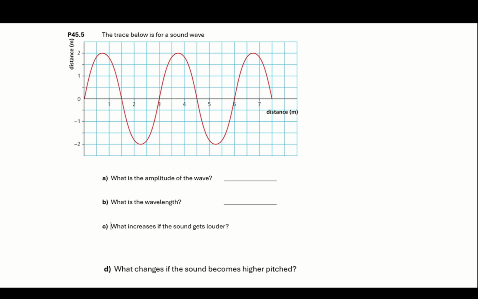Okay, below is the trace for a sound wave. It says, what is the amplitude? So the amplitude is half the height. So I can read up here, there's half the height to that point there, and we can see it's 2. So 2 meters. What is the wavelength?